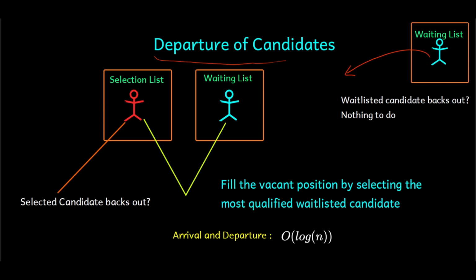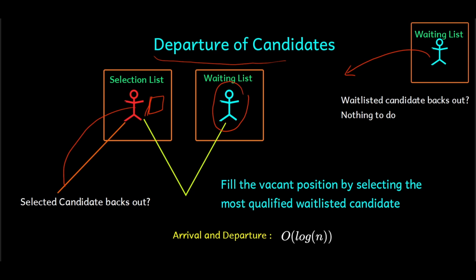Now what if that candidate was a selected candidate and they want to back out of the interview process? If this candidate backs out, it means that there is a void, that is, there is one vacant position available. Now who is the best candidate to fill this vacant position? That candidate is the most qualified person from this max heap, that is the top element of this max heap, and this is the reason why we had kept it as a max heap.